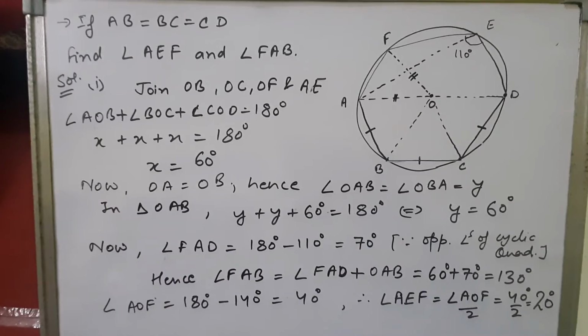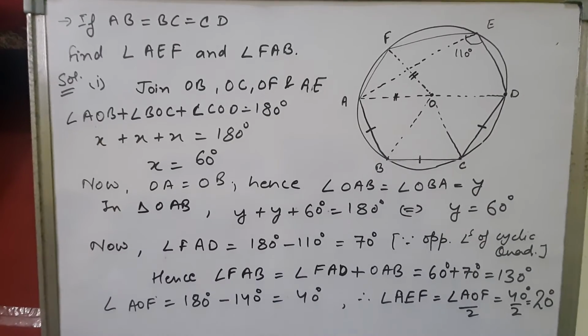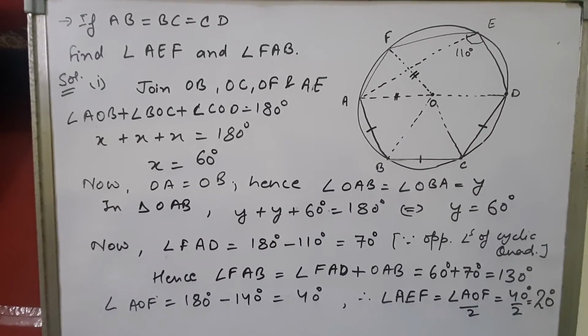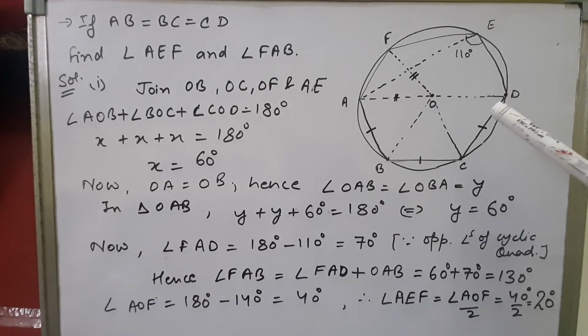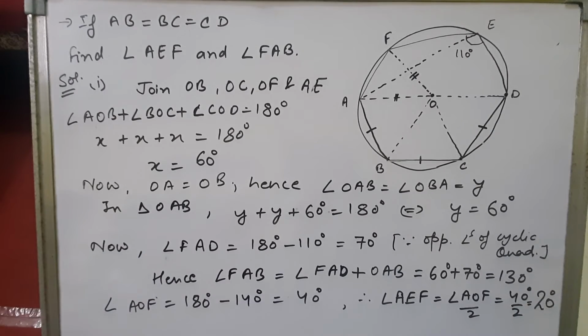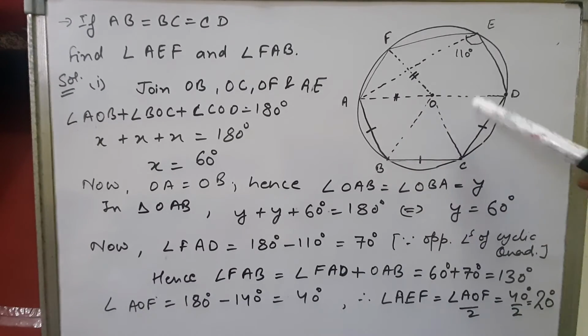Let's see another sum, children. Now here it is given that we have to calculate the value of AEF and FAB. In the circle, O is the center of the circle, AD is the diameter. The chords AB, BC and CD are of equal length. And angle AFED is given as 110 degrees. Okay. Now this is what is given to us. Now what we'll do, we'll join OB, OC, OF and AE first to solve this sum.